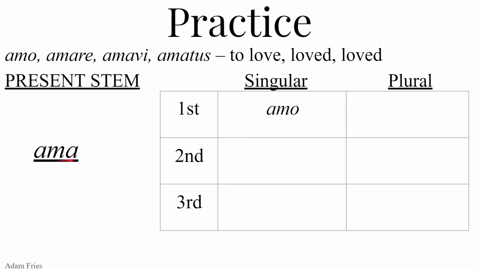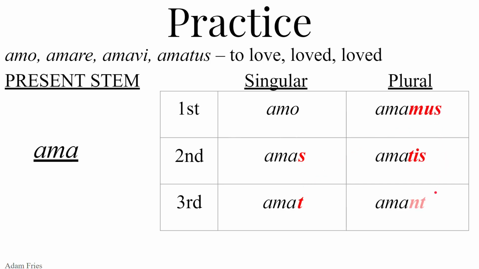What's left? Ama is the present stem of the verb, and fill in the rest of the blanks with the present stem. And now add the present tense personal endings. We already have the O. Now add s, t, mus, tis, nt. So we get amo, amas, amat, amamus, amatis, amant. Amo, amas, amat, amamus, amatis, amant.